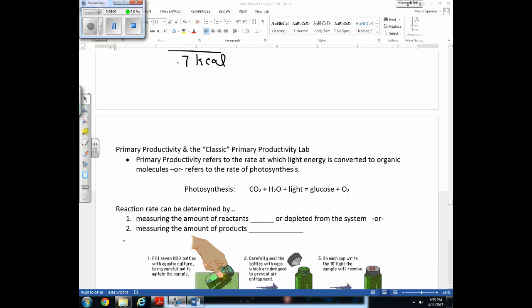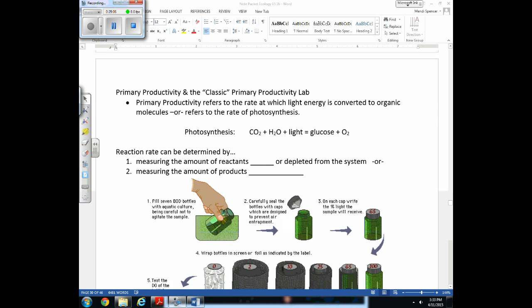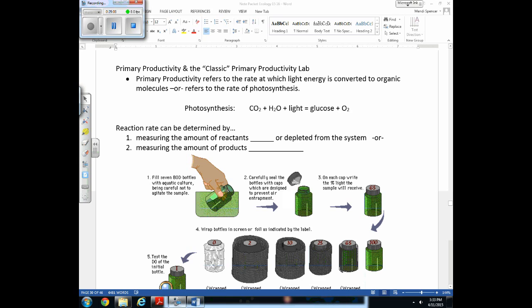Last concept that we're going to look at relates to primary productivity of plants, this classic lab that we used to do, and there's a couple calculations on your formula sheet that you need to understand. Again, when we talk about primary productivity of plants, we're referring to the rate at which they're taking in light energy and they're making those organic molecules. And again, that's done by photosynthesis.